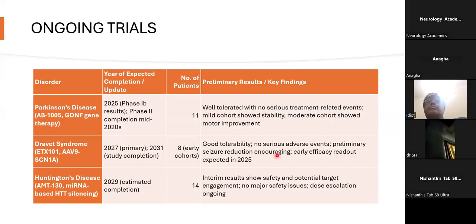And this is expected to complete by this year. 11 patients have currently been recruited, and as per the news reports, the mild cohort showed stability and the moderate cohort showed motor improvement in Parkinson's disease.